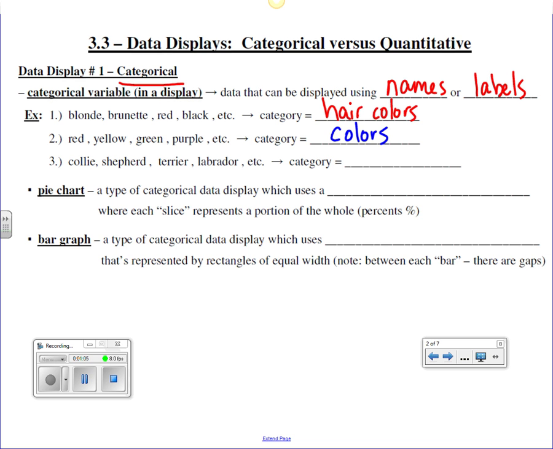All right, what about collie, shepherd, terrier, Labrador? Dogs. So were there any numbers in that? No, those are categories. So a pie chart is a type of categorical data display which uses a circle divided into sectors. You've done pie charts in elementary school. It's a circle divided into sectors.